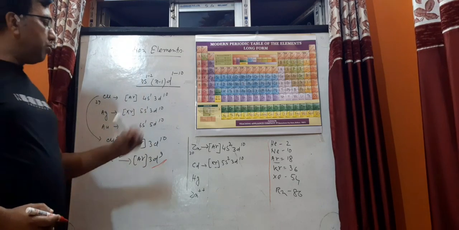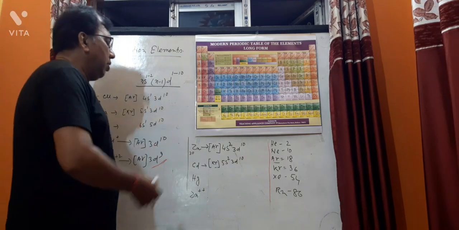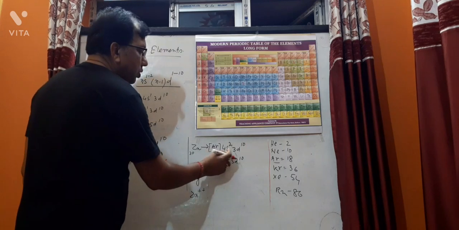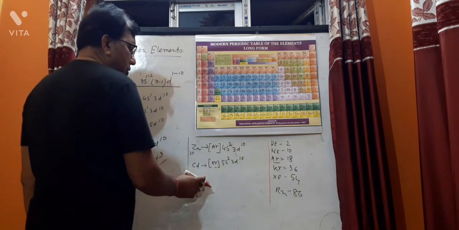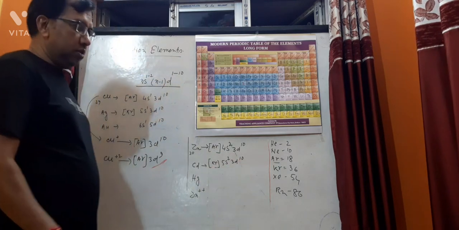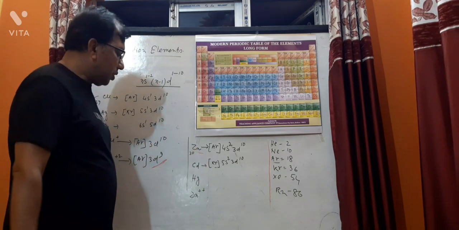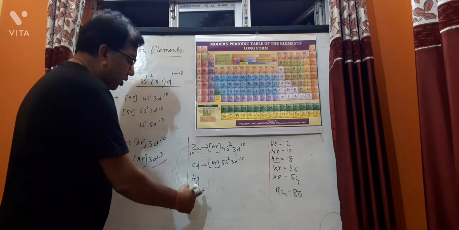But in the case of zinc, cadmium, mercury, see, what is the atomic number of zinc? 30. Argon 4s2 3d10. Cadmium, krypton 5s2 4d10. Mercury 6s2 5d10. All are fully filled. Okay, this is the ground state. Come to the oxidation state. Suppose zinc, oxidation state only 2, that means 2 electrons will go out.